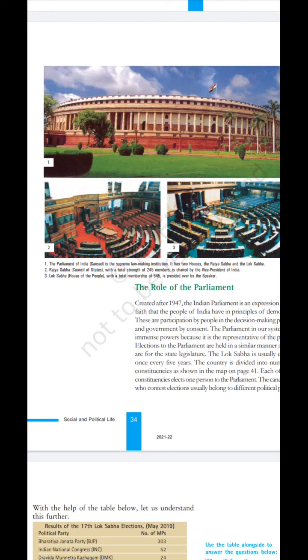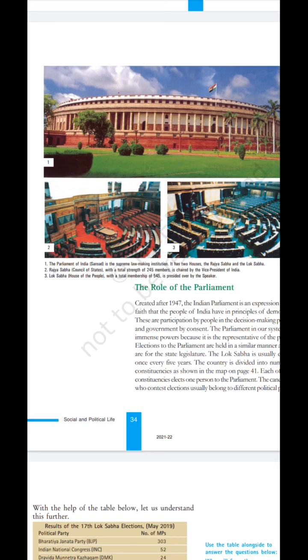The role of the Parliament. Created after 1947, the Indian Parliament is an expression of the faith that the people of India have in principles of democracy. These are participation by people in the decision making process and governed by consent. The Parliament in our system has immense powers because it is the representative of the people.